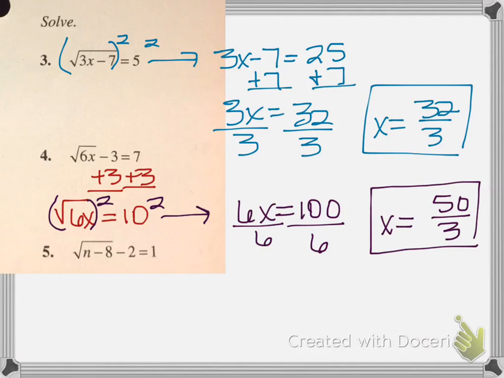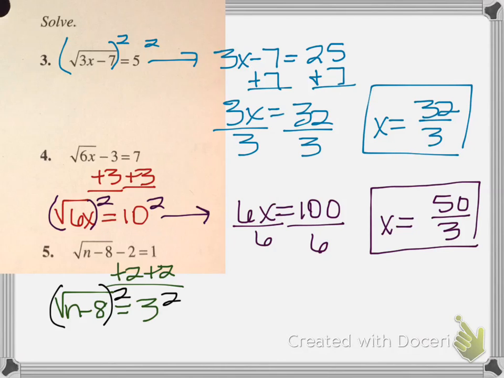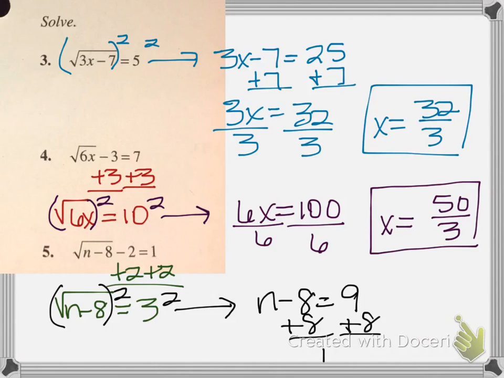The next one, we have a similar situation. We need to isolate the radical first. So that's going to give me square root of n minus 8 equals 3. Now I can square both sides. And that's going to give me n minus 8 equals 9. I'm going to add 8, and that gives me n equals 17.